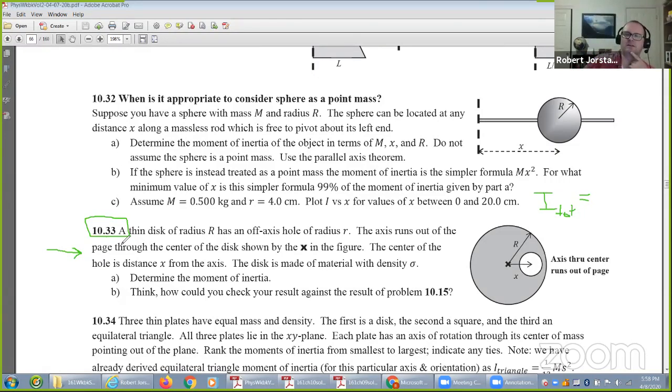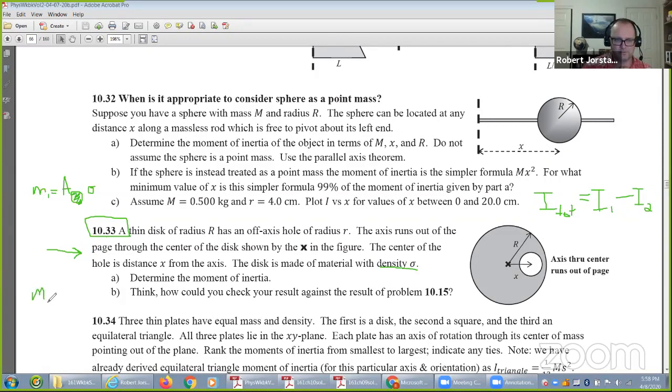So now I hope you see that this is I1 minus I2. The idea is, just like when we had center of mass, you subtract the mass. Now watch out: mass 1. If you remember from the hole, mass 1 is going to be the area of the solid big circle times the density, because we know that.